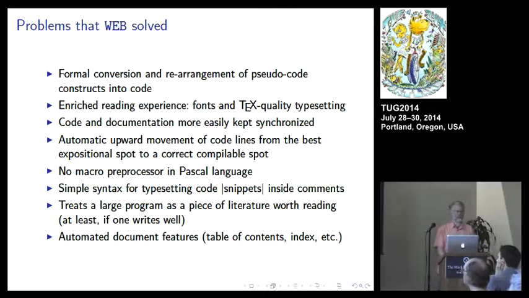And it solved the preprocessor problem in Pascal and created a simple syntax for quoting code in comments. And it treated a large program as a piece of literature worth reading, of course, only if one writes well. And it adds some document features like a table of contents. But most programmers don't use web or CWEB.